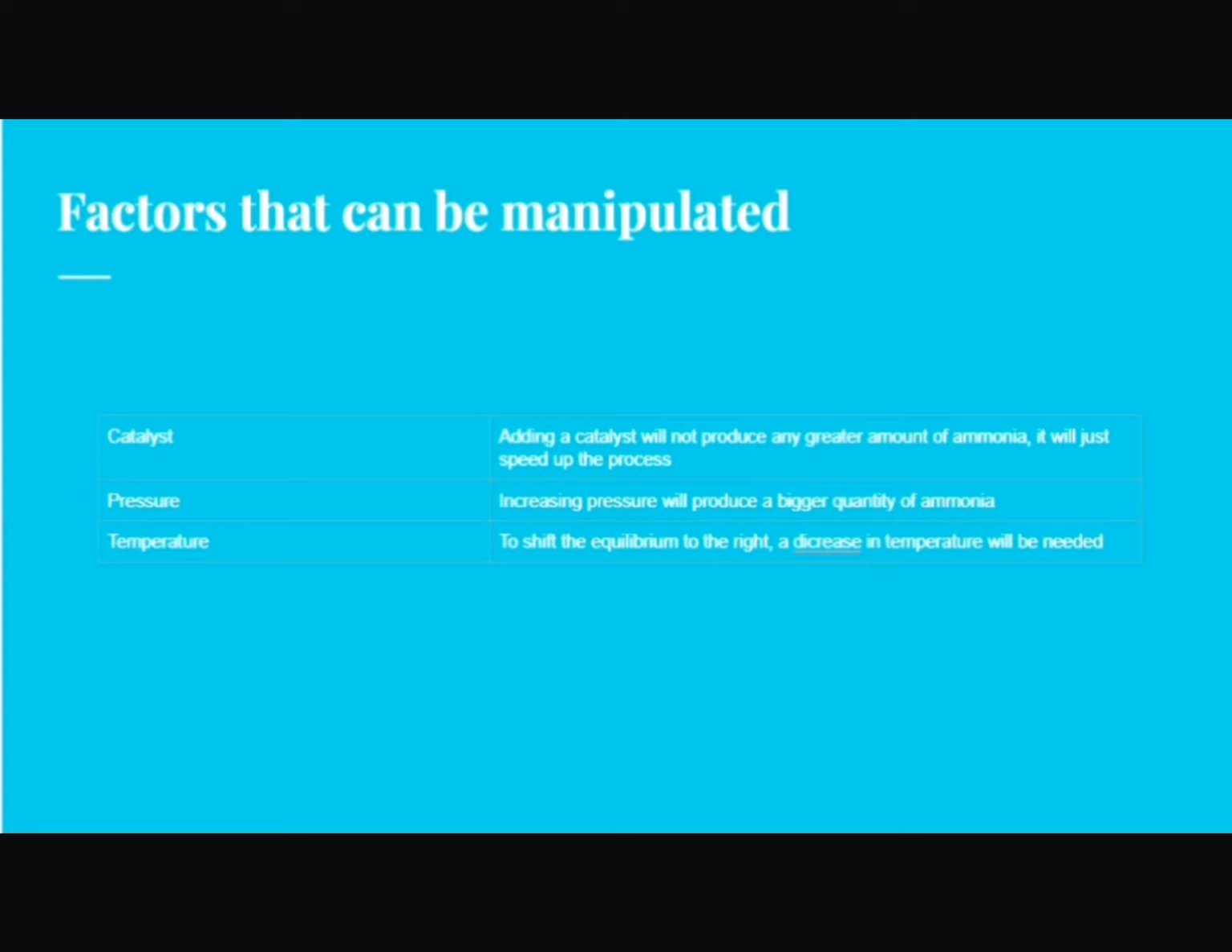Now, the pressure. By increasing pressure, we can produce bigger quantities of ammonia. We can also change temperature. The purpose of this is to shift the equilibrium to the right. So if we decrease the temperature, this is what's going to happen. And in consequence, we're going to have a bigger amount of ammonia produced.